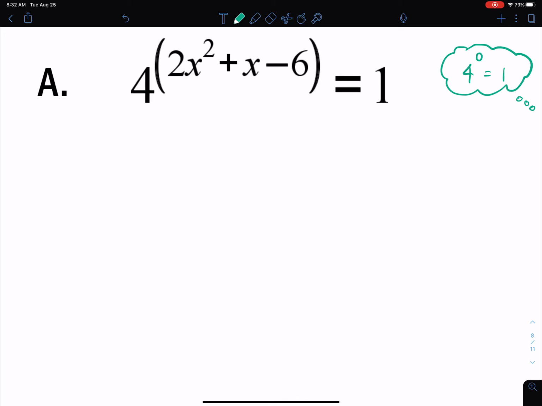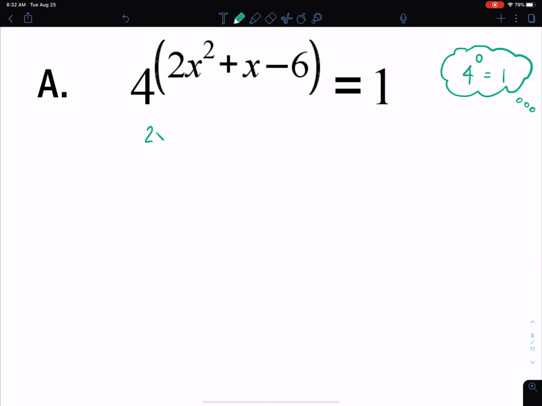So I come down here and I just set the entire exponent equal to 0, okay? The 4 doesn't matter. It's just there. It could be any number. So now that we've set this up, we could solve this quadratic using any method that you guys learned in Algebra 2 or in Algebra 1. But this is specifically getting you guys to think about factoring, okay?